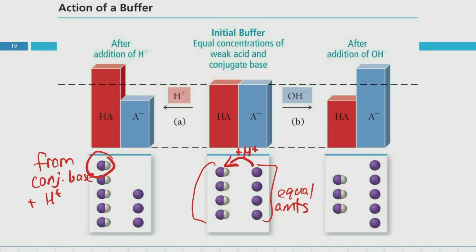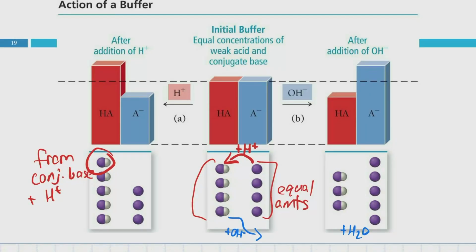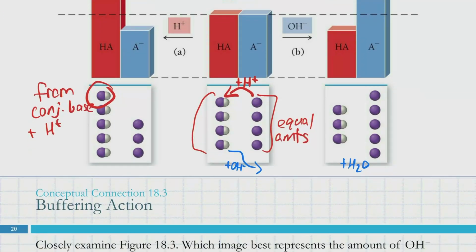The opposite is also true. We can add in a hydroxide, and that's going to pluck off the hydrogen from one of our weak acids and turn it into base. And in the process, we also make an H2O. So after we add our base, we've got a little bit more conjugate base than we have the weak acid. Little changes, just a visual representation of how things are moving.